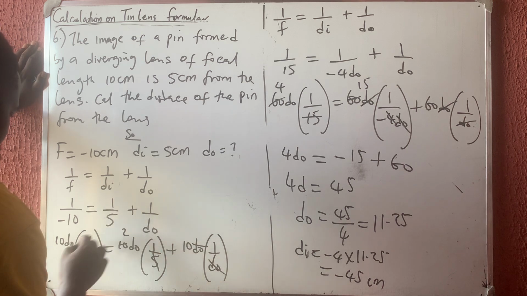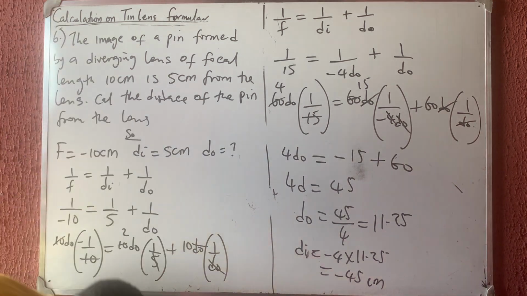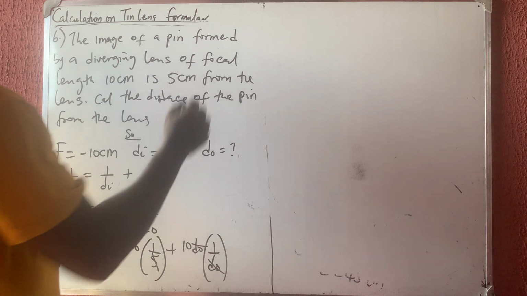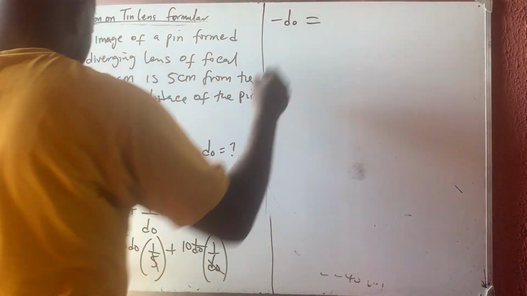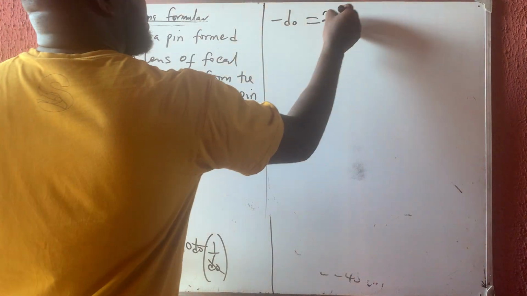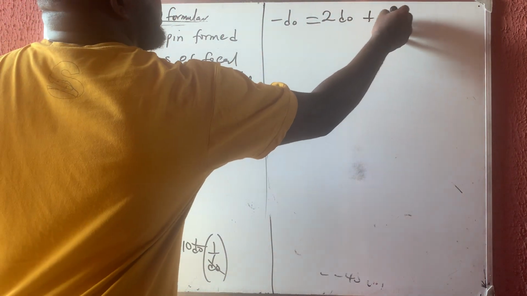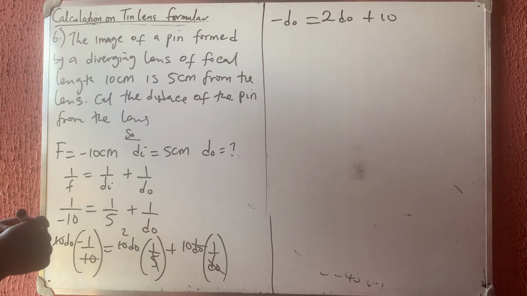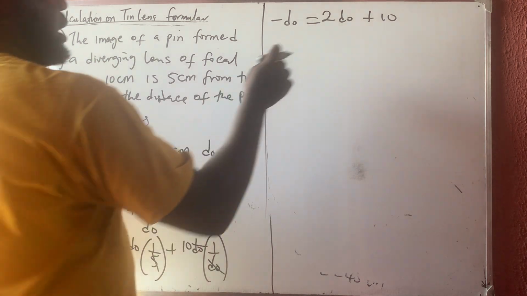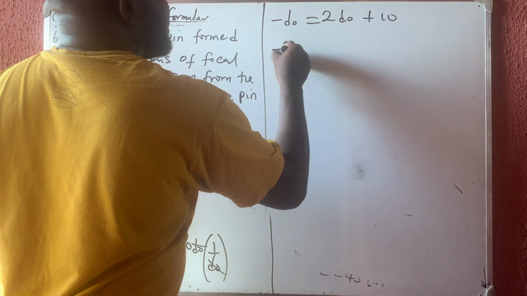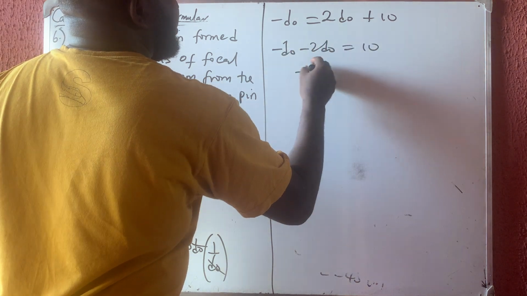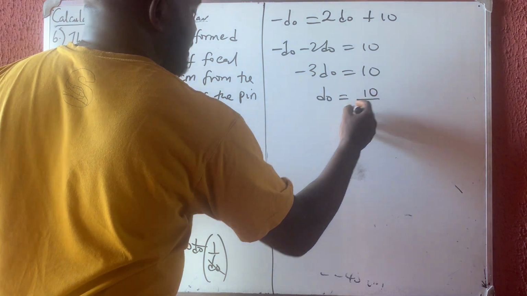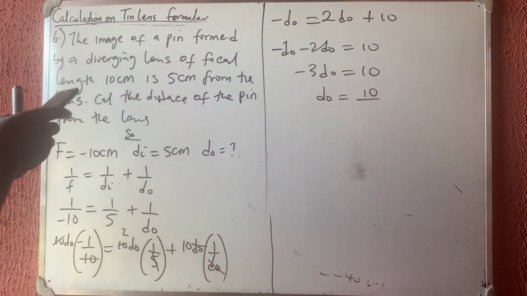So do takes care of do, 5 into this is 2, 10 takes care of 10. So I'm left with minus do is equal to 2 do plus 10. So we now have that minus do minus 2 do is equal to 10. Minus 3 do is equal to 10. So my do is going to be 10 divided by 3. Let me check question number 6.